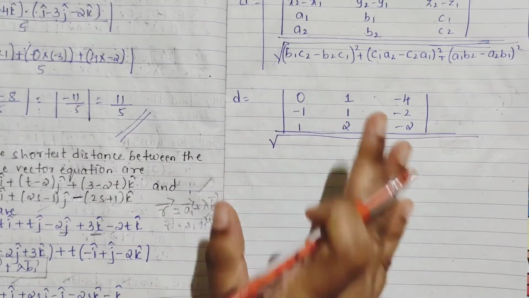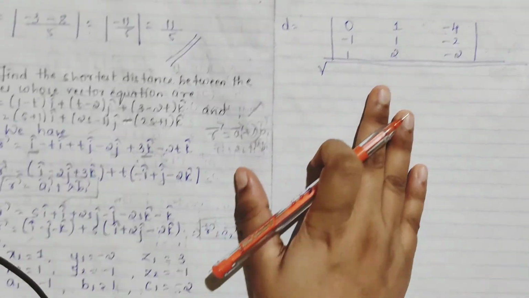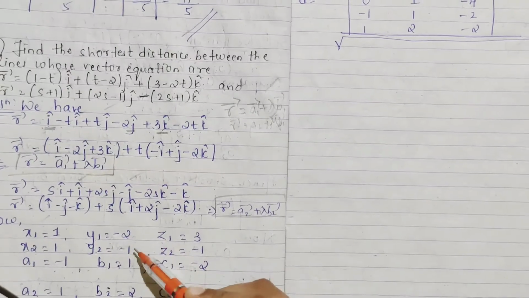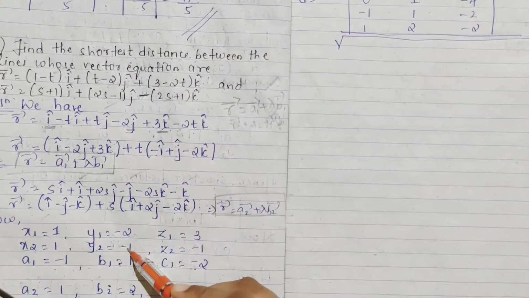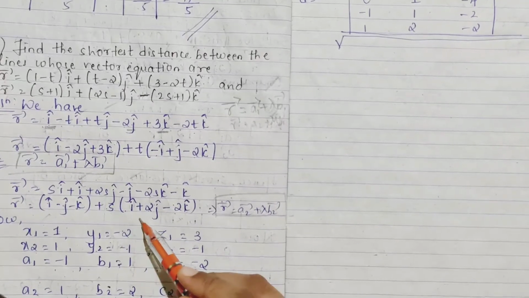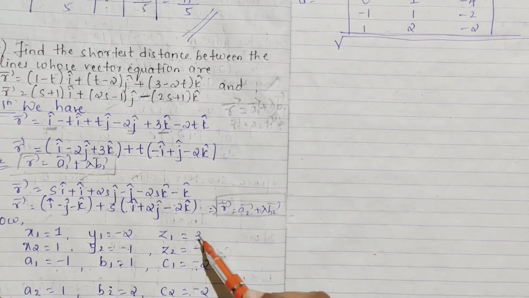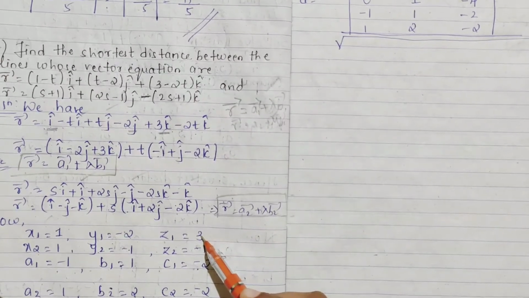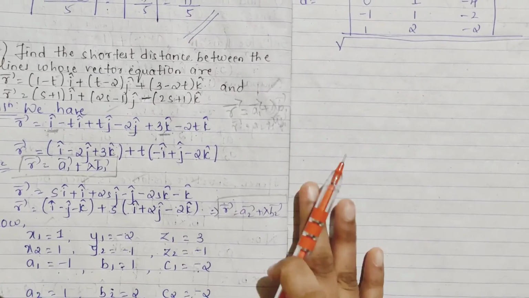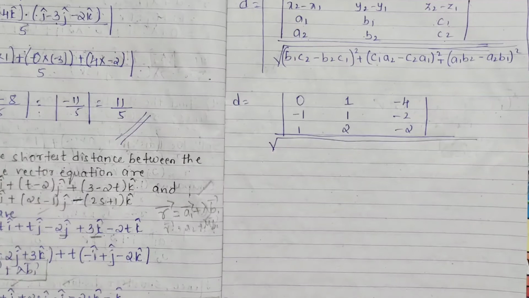So we are substituting everything. x2 minus x1: here x2 is 1, so 1 minus 1 is 0. y2 minus y1: minus 1, minus is there already, here also minus, so minus into minus is plus, so minus 1 plus 2 you will get 1. Minus 1 minus 3 you will get minus 4. Then you have a1 b1 c1, a2 b2 c2, fully substituted in this.